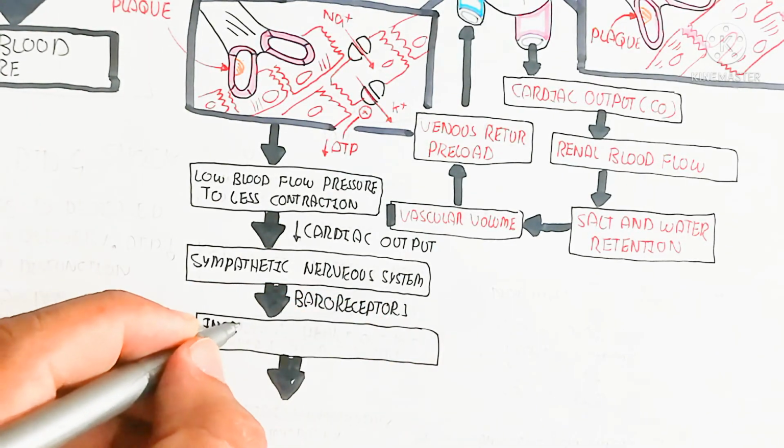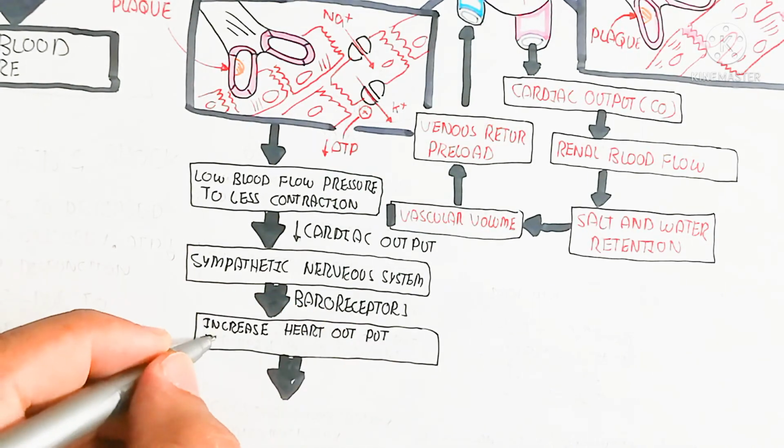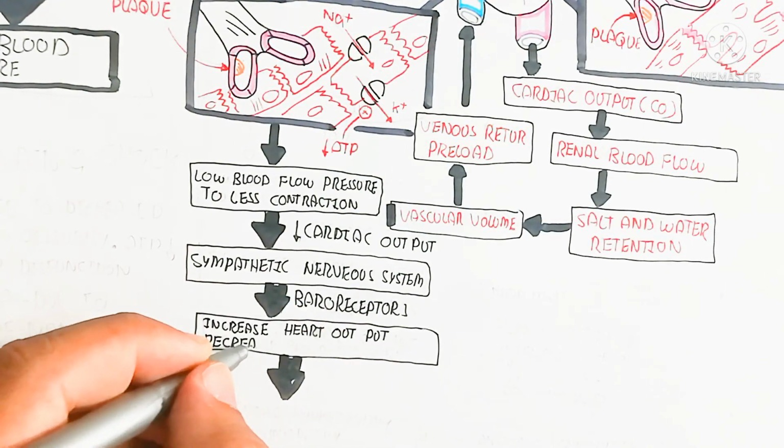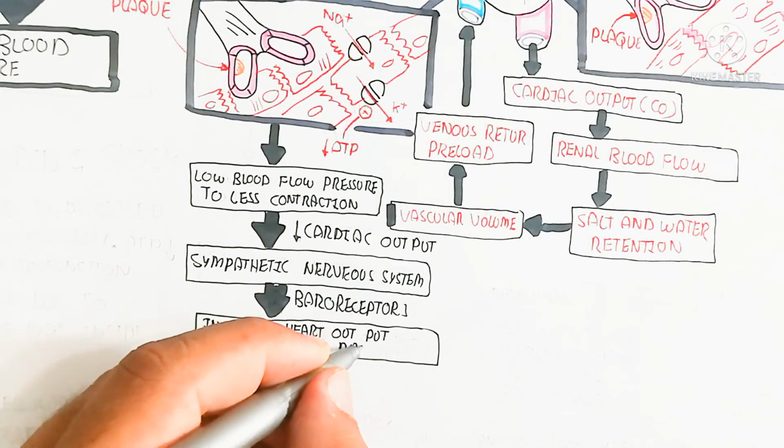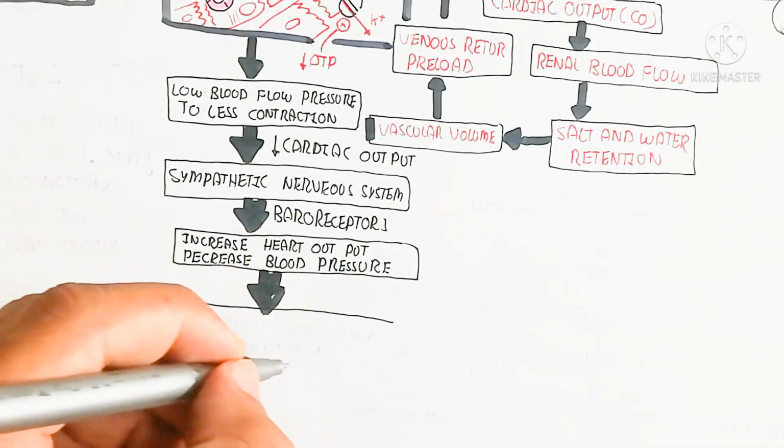So in this way the cardiac output will be decreased. Why? Because of the reduced contraction, and the sympathetic nervous system will increase due to the baroreceptor, which will lead to increased heart output and decreased blood flow.